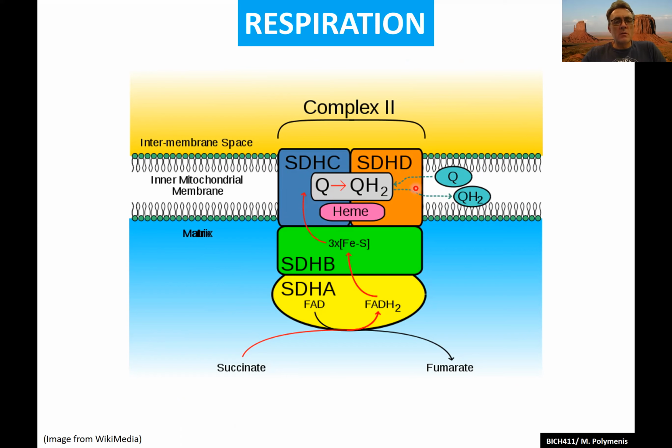So we have the usual players again. We have the flavin cofactors. We have iron sulfur clusters, hemes, and of course Q, which is the ultimate goal here, to pass the electrons onto Q to become ubiquinol.